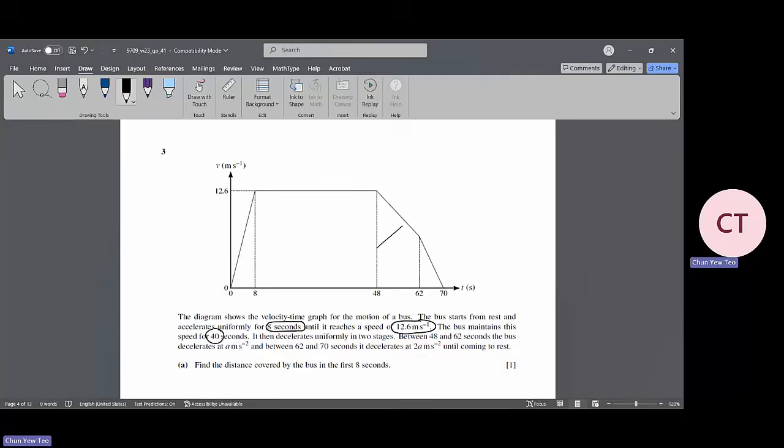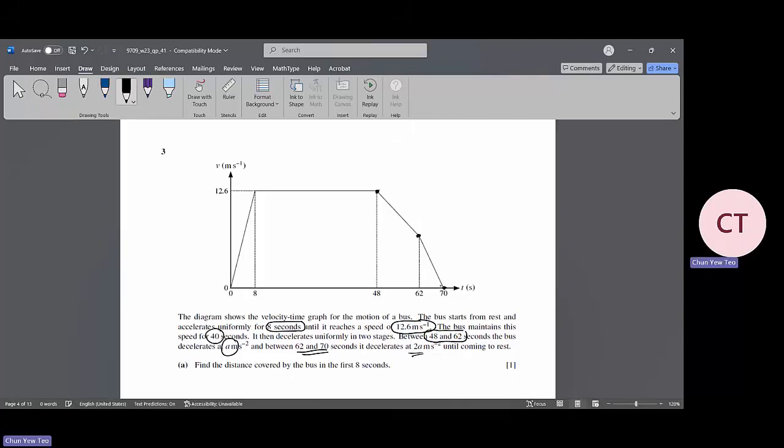So these 2 stages are the decelerations. Then it decelerates between 48 to 62 seconds at A meters per second squared. And between 62 and 70 seconds, it decelerates at 2A meters per second squared. So you know that the deceleration and acceleration for the VT graph is the gradient. So we need to find the gradient.